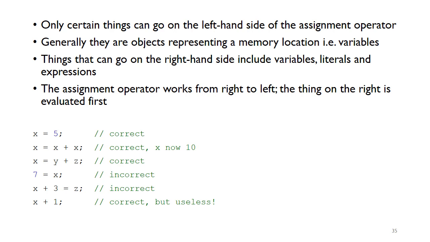The assignment operator works from right to left, in that the thing on the right is evaluated first. So it's important to realise with this assignment operator, although we might often say, for example in here, x is equal to 5, that we're actually assigning the value 5 to the variable x, so we're going from right to left. We take the value 5 and put it in the variable x.